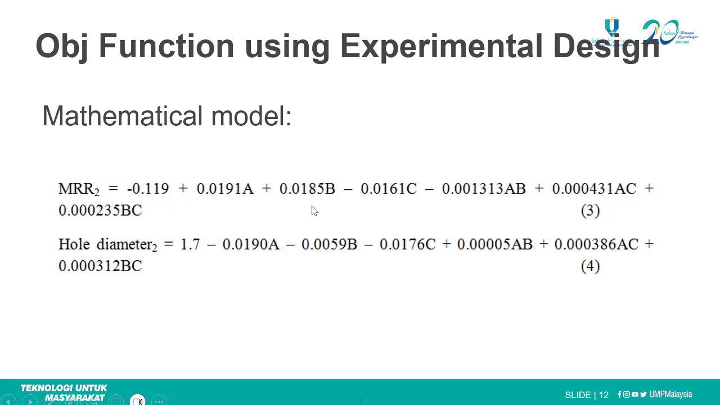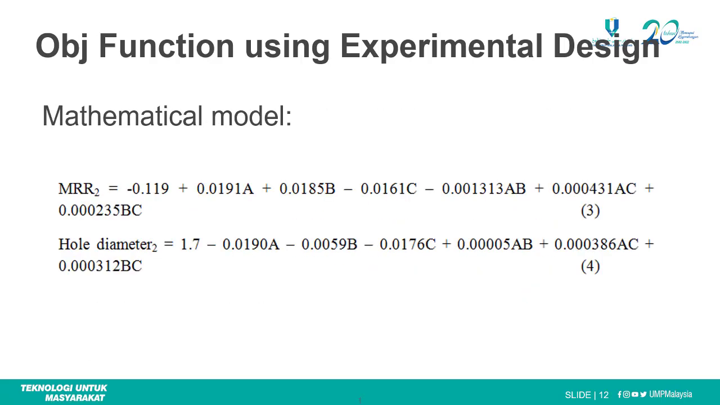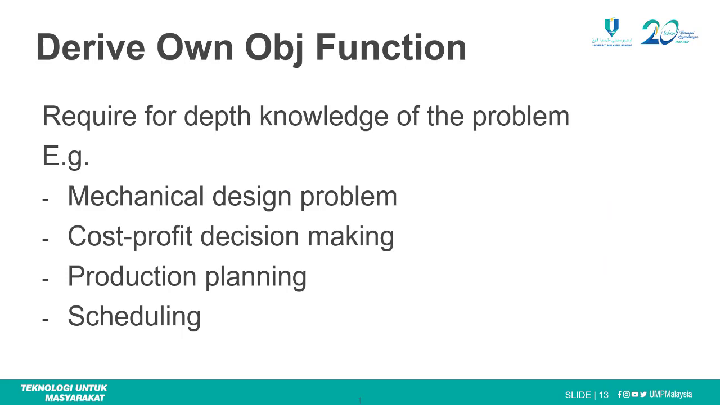So MRR has a certain constant, then also the coefficient multiplied with related parameters and so on. Okay, so this is the standard way how we construct the objective function or mathematical model from the experiment, right? This is the second approach. And finally, we can derive our own objective function.